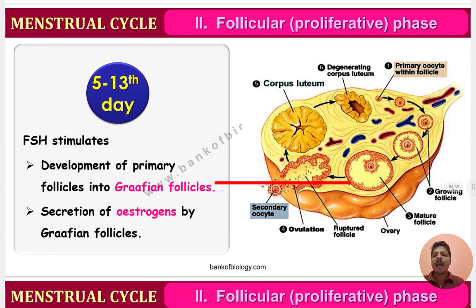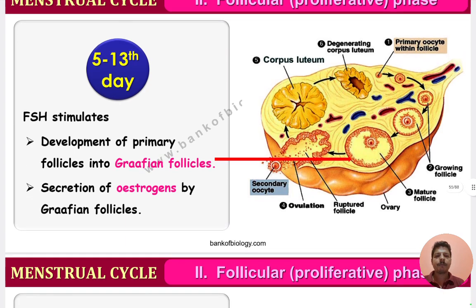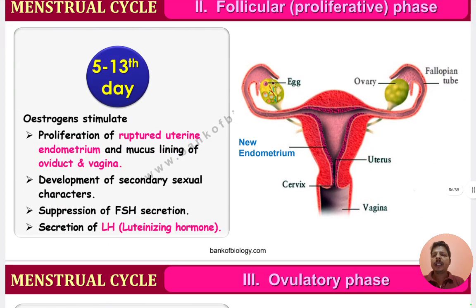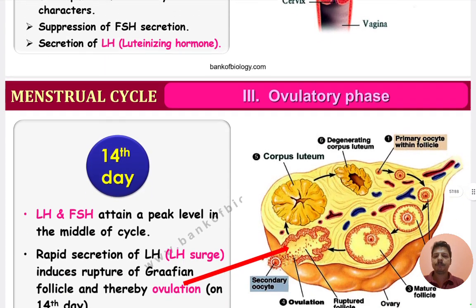FSH stimulates the development of the primary follicle into the Graafian follicle, and the Graafian follicles secrete estrogen. Estrogen stimulates proliferation of the ruptured uterine endometrium and the mucous lining of the oviduct and vagina, development of secondary sexual characters, suppression of FSH secretion and secretion of LH or luteinizing hormone. These all occur during the follicular phase.